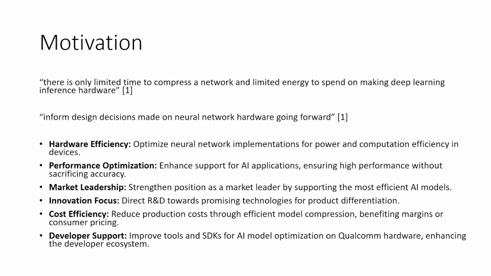So as I mentioned, there hasn't really been any direct or tangible comparison between these two compression methods. Given that in the real world there's quite limited time to do things like network compression and optimization, it's worth trying to discover which one of these methods is superior and why. And so having a way of informing decisions made on neural networks moving forward for things like hardware efficiency and performance optimization is key.